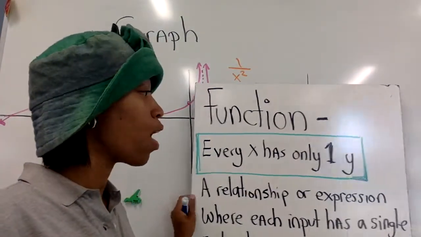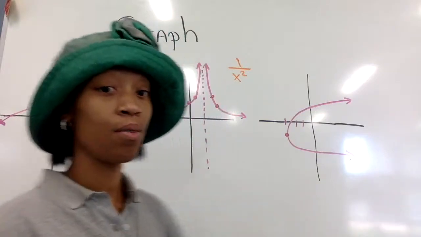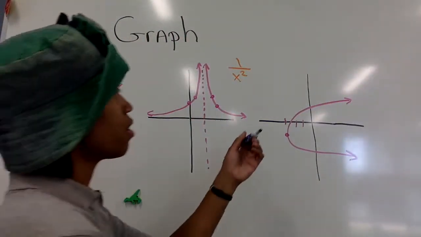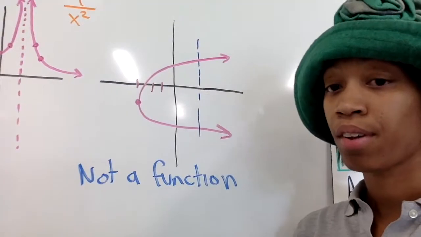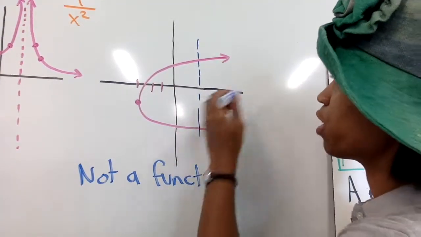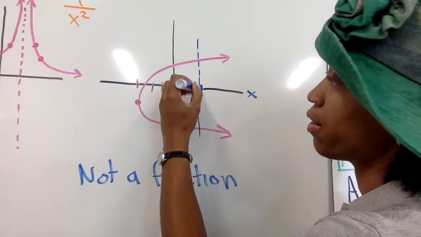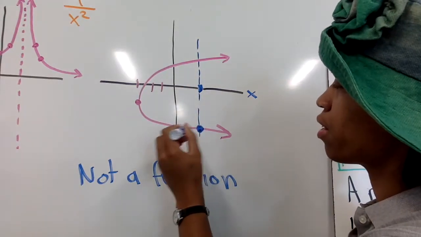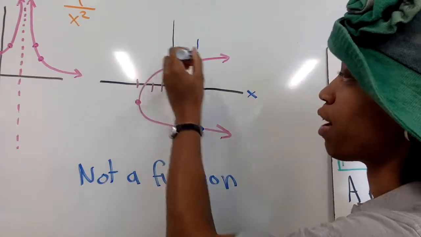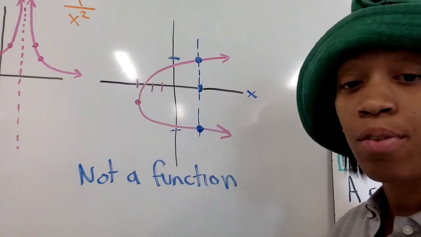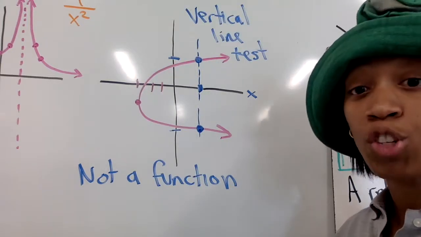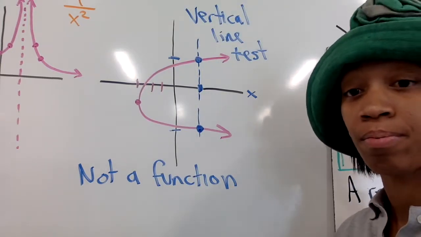So let's look at graphs. Which one of these is not a function? This one is not. The reason that this is not a function is because this x value right here, where I've drawn the blue line, has 2 y values. It has a y value right here and a y value right here. So that means that this fails the vertical line test, which means that it's not a function.